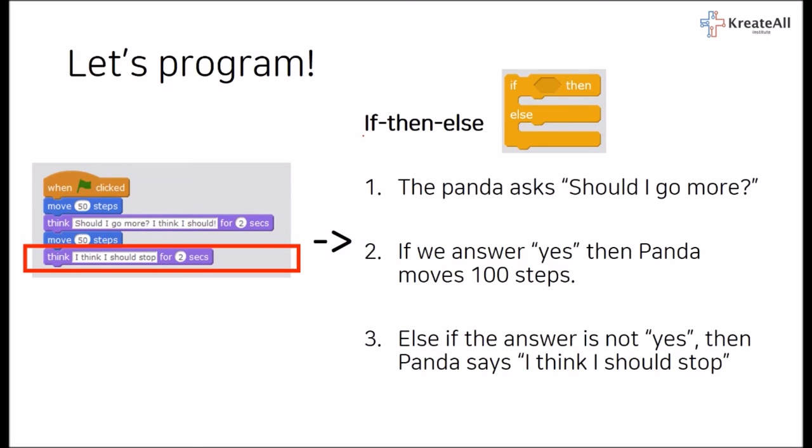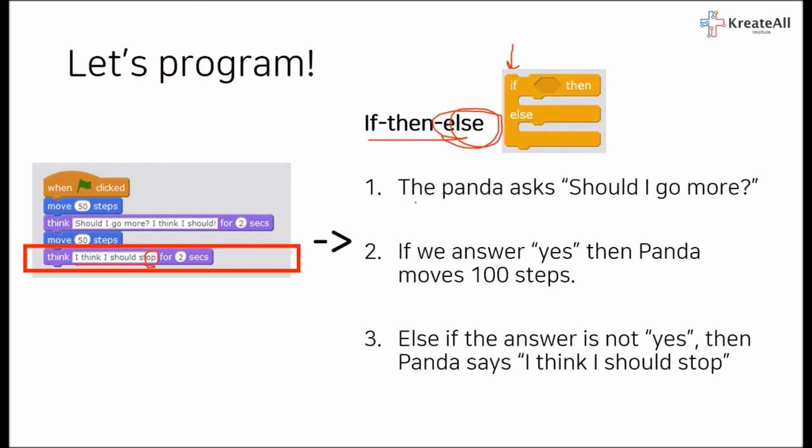We learned about this if-then-else, right? So we need to practice using it. The if-then-else looks like this. With the if-then-else, we are going to program these parts of the program. What if I say no? If I say no, or anything other than yes, then the panda will stop.